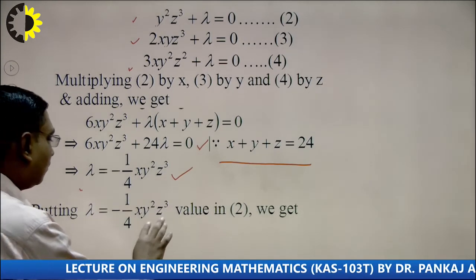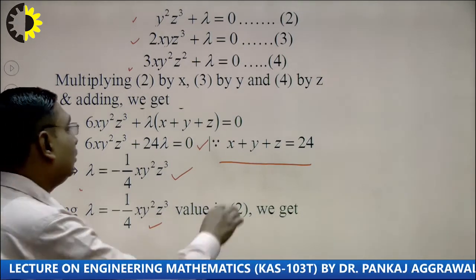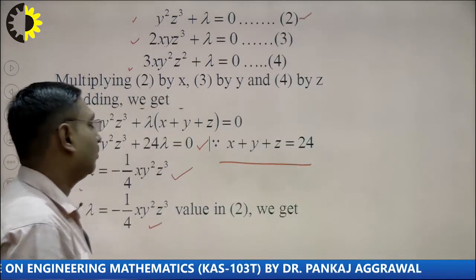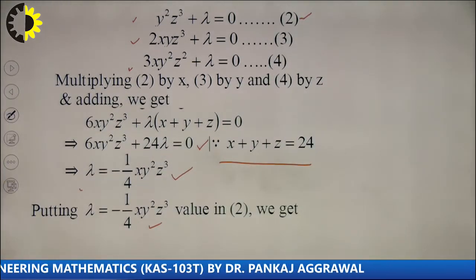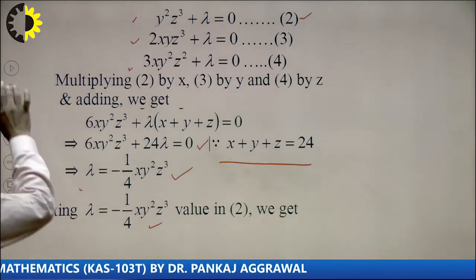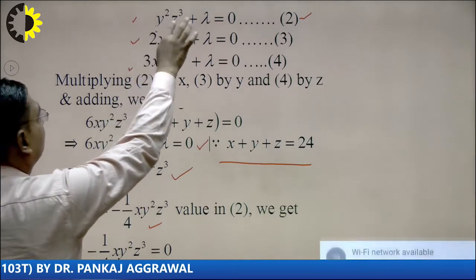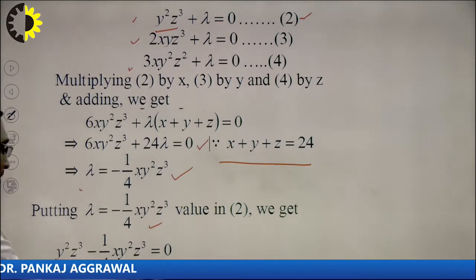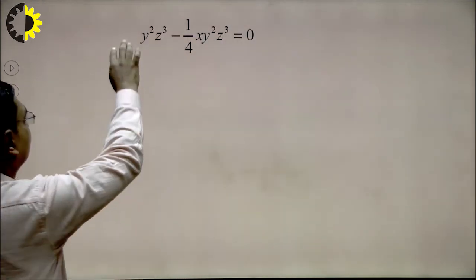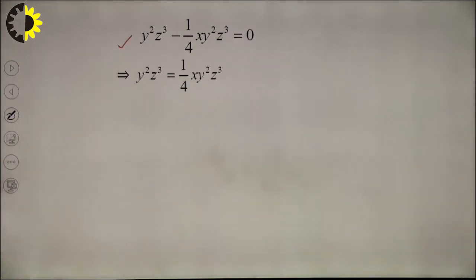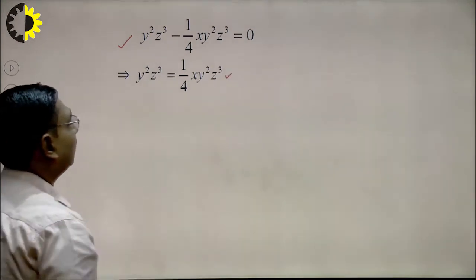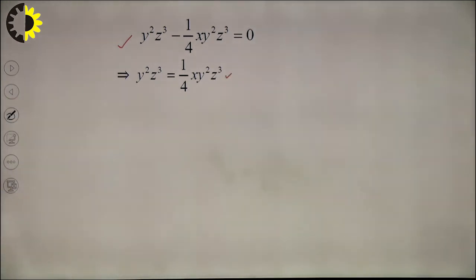Substituting lambda equal to minus 1 by 4 x y square z cube in equation 2, we will obtain y square z cube from here, lambda from here, and y square z cube minus 1 by 4 x y square z cube equal to 0. This gives y square z cube equal to 1 by 4 x y square z cube.